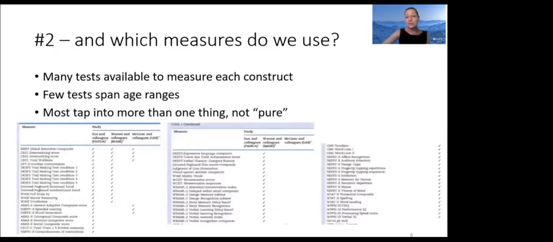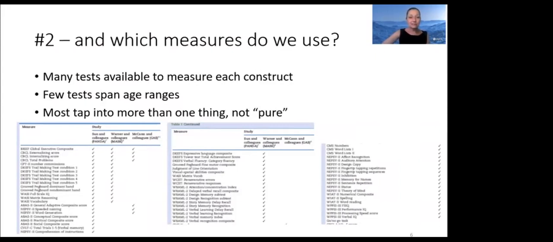And then there's the challenge of which measures to even use. This is actually a table from that meta-analysis. And what's really interesting about it is just the sheer number of tests that we use to measure these constructs. There are many tests available to measure each and every construct. And one of the reasons that this happened is because there are very few tests that span all of the age ranges that we're actually interested in.